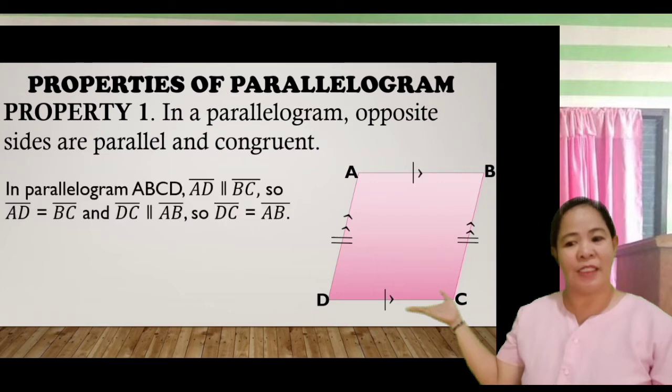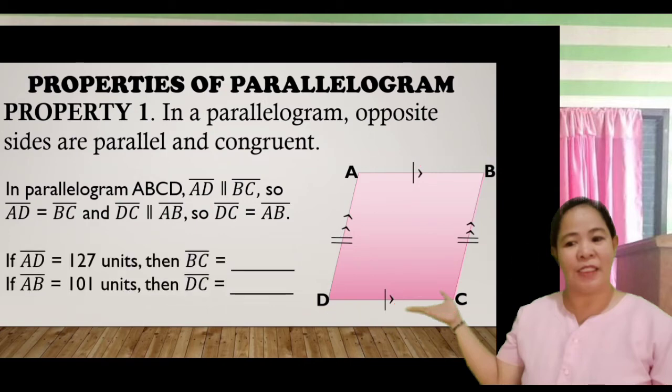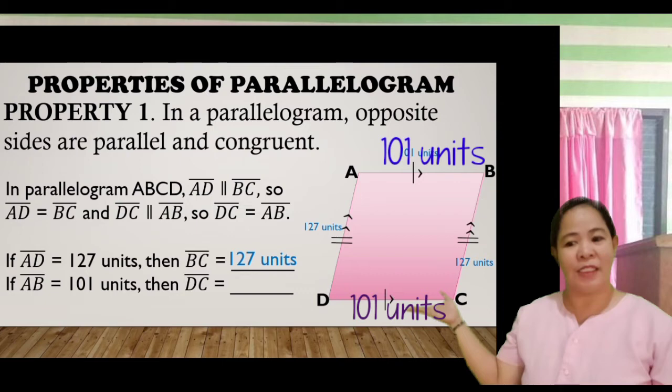Now, in parallelogram ABCD, segment AD is parallel to segment BC. So, segment AD is equal or congruent to segment BC. And segment DC is parallel to segment AB. So, segment DC is equal to segment AB. For example, if AD is equal to 127 units, then segment BC is what? It is also equal to 127 units. And if segment AB is equal to 101 units, then segment DC is also equal to 101 units.